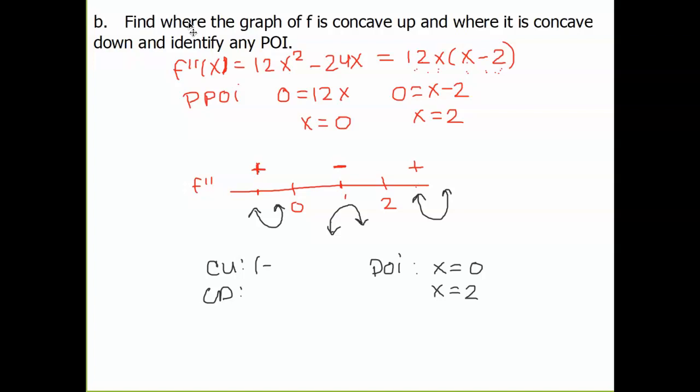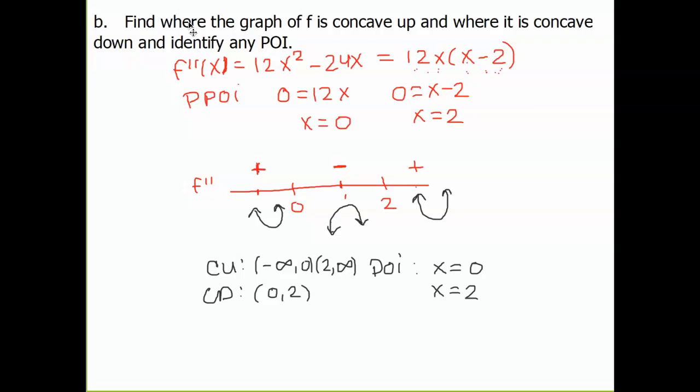It's concave up from negative infinity to 0 and 2 to infinity. It's concave down from 0 to 2. And now that I have all of those key pieces of information, I can sketch a graph of this function.